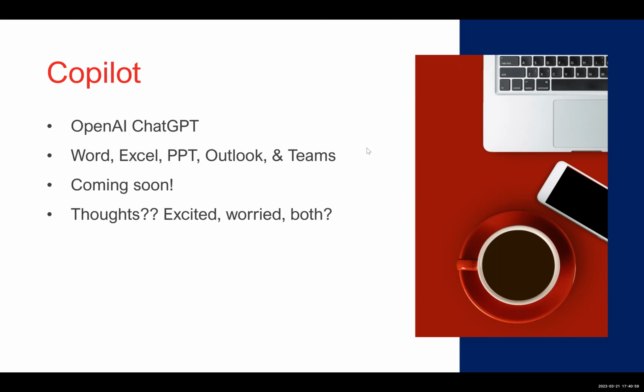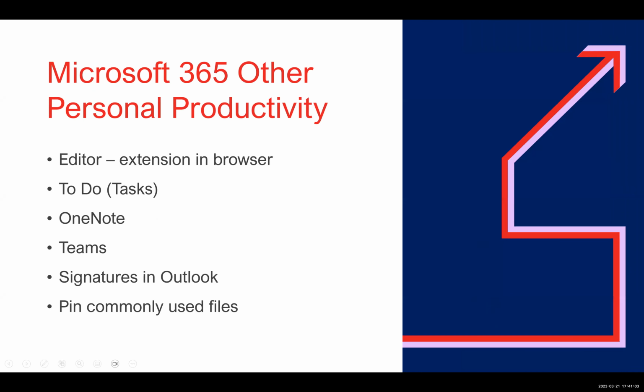But let me tell you a couple other things here as far as personal productivity. These are other parts of the Microsoft 365 app suite. Microsoft 365 is kind of an umbrella term. Underneath that are the Microsoft 365 Office apps, but there's a whole bunch of other things to do.